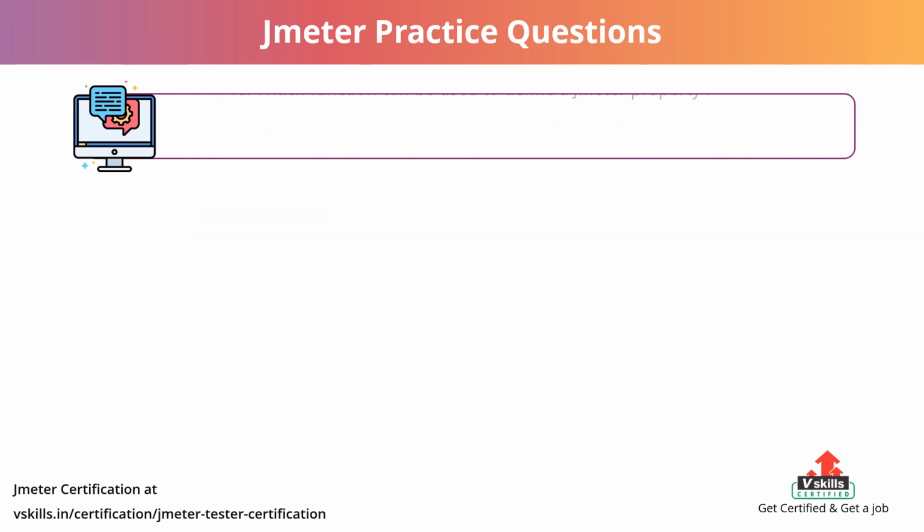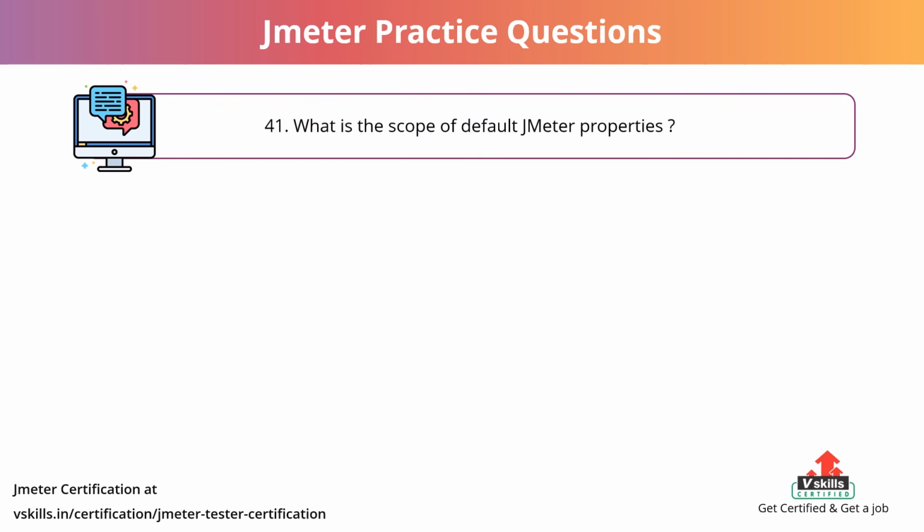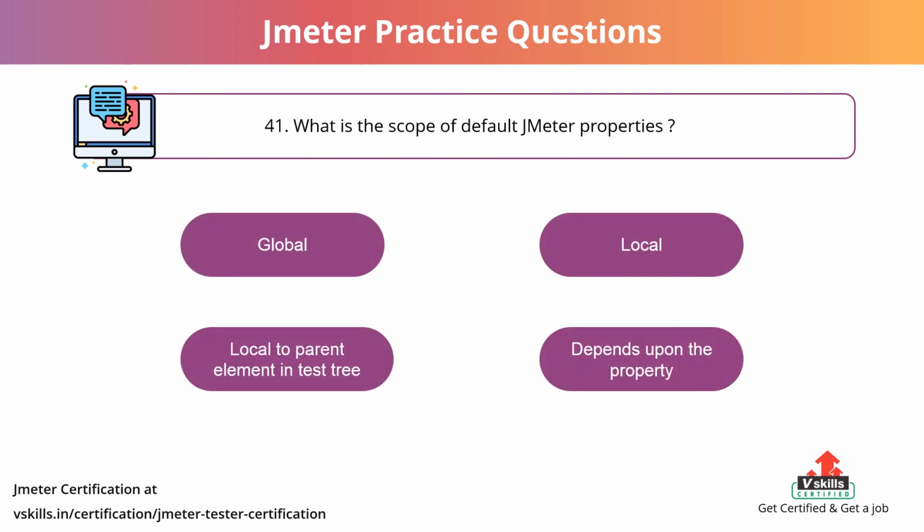Question number 40. Which function can be used to define a JMeter property? The options are A, property set, B, property set, C, set property, D, set property. The correct answer is option D. Question number 41. What is the scope of default JMeter properties? The options are A, global, B, local, C, local to parent element in test tree, D, depends upon the property. The correct answer is option A.